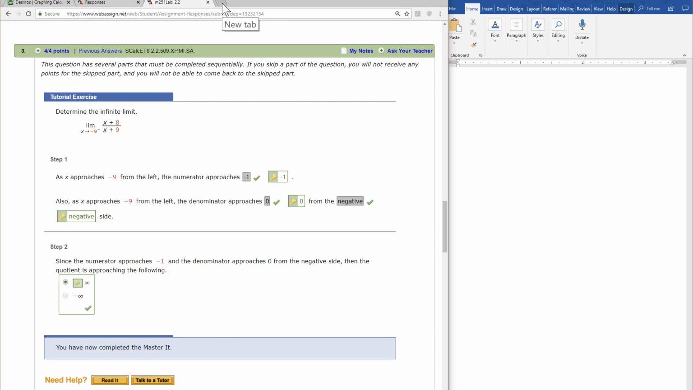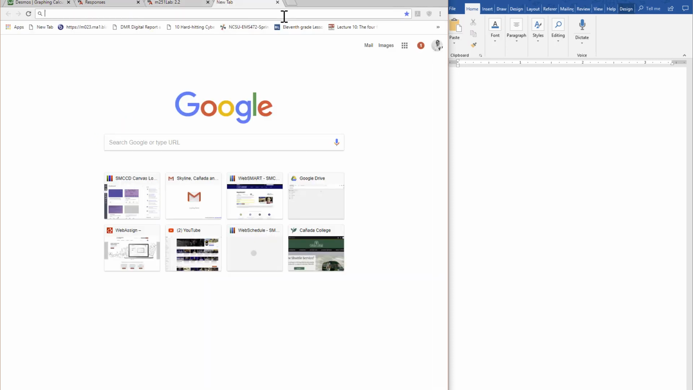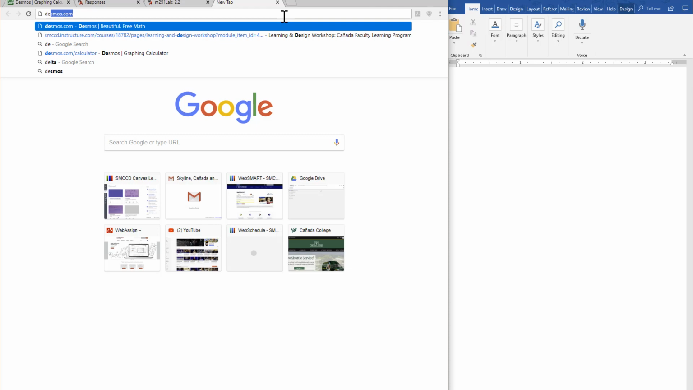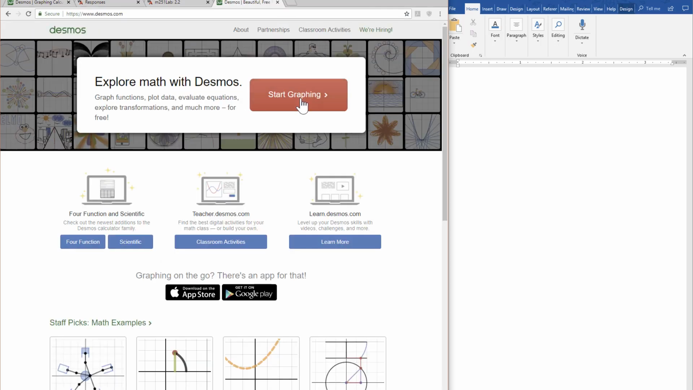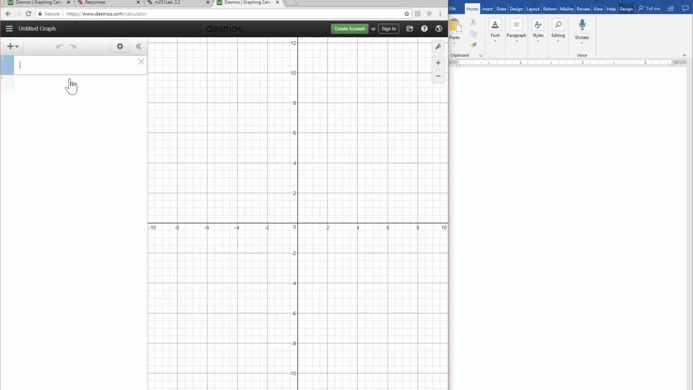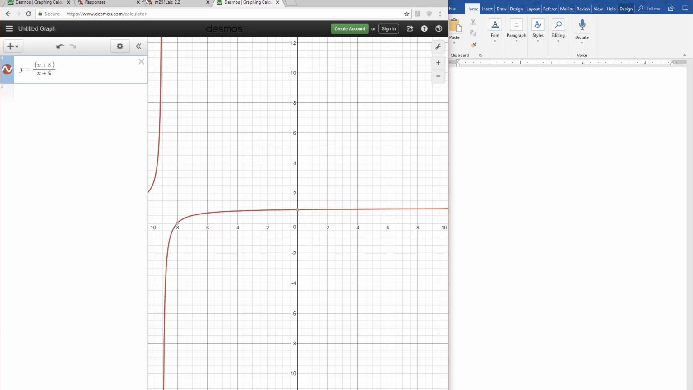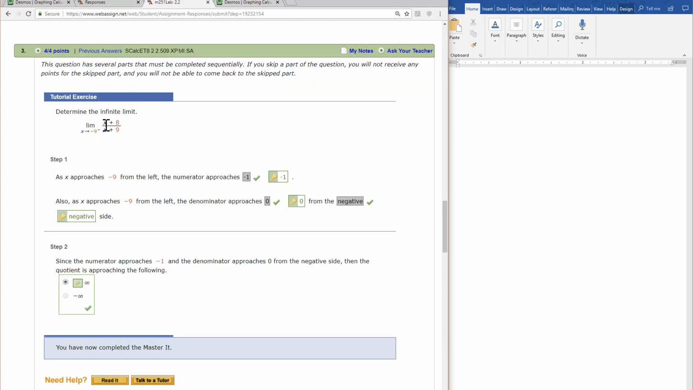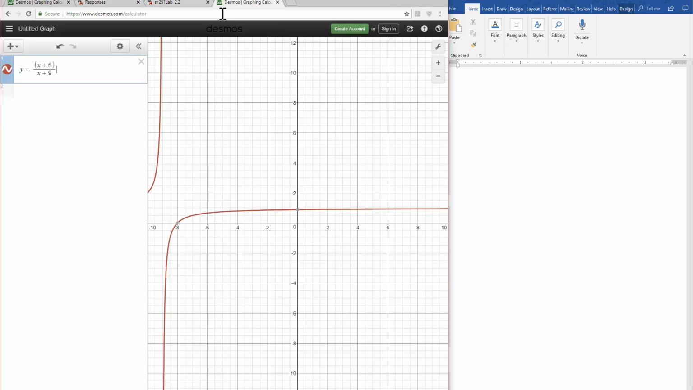Now let's double check using a graph. It's always useful to have a graph ready for us. And again, I'm going to go to desmos.com and I'm going to ask it to graph my function y equals x plus 8. Now we want parentheses around that because we're going to divide by x plus 9. So let me double check to make sure that that's correct: x plus 8 divided by x plus 9.